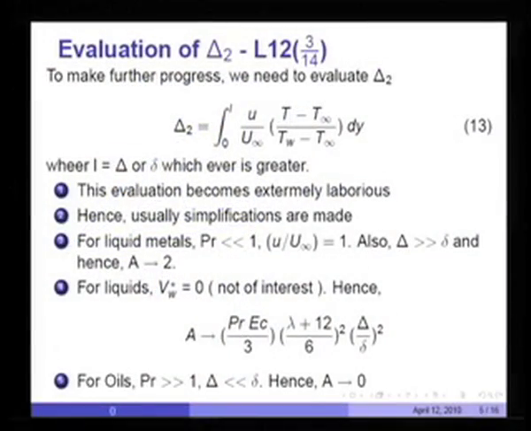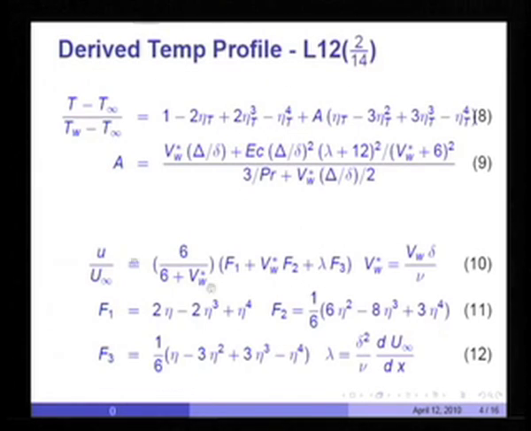This is delta. Now, you can imagine, because the two profiles are highly complex, the evaluation of this quantity delta 2 becomes extremely laborious. And hence, usually simplifications are made. For example, for liquid metals, where Prandtl number is much, much less than 1, for all practical purposes, u over u infinity is 1. That simplifies the integration to only the temperature profile. And also, the thermal delta is very much greater than delta. And then you will see, therefore, that since the thermal delta is very much greater than delta, and it appears in the numerator as well as denominator, 3 divided by Prandtl number.